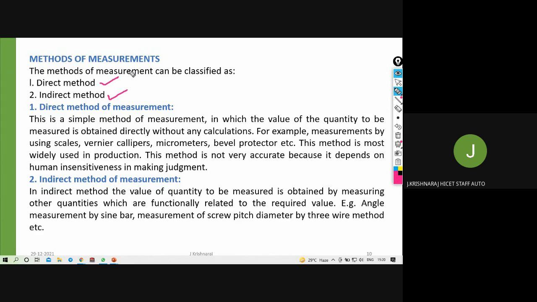Of course, we can study this in the subject DME. We have calculations for calculating the pitch circle, pitch, everything, right? So we'll see later. Yes, the next.